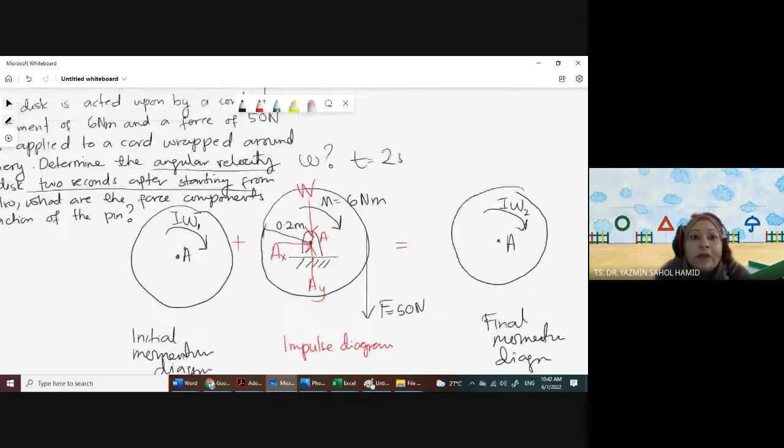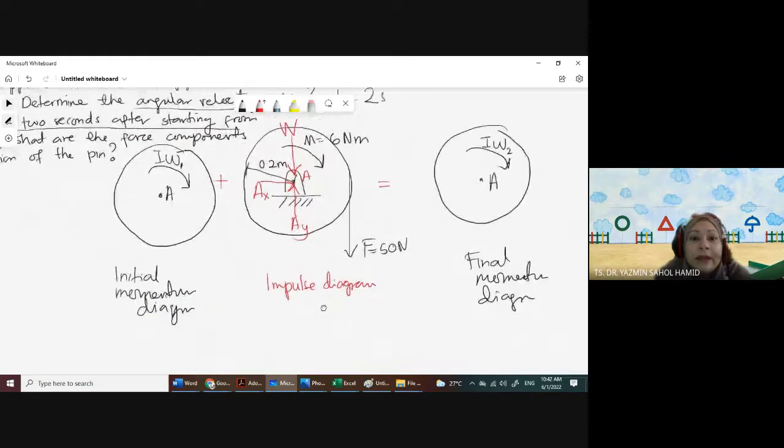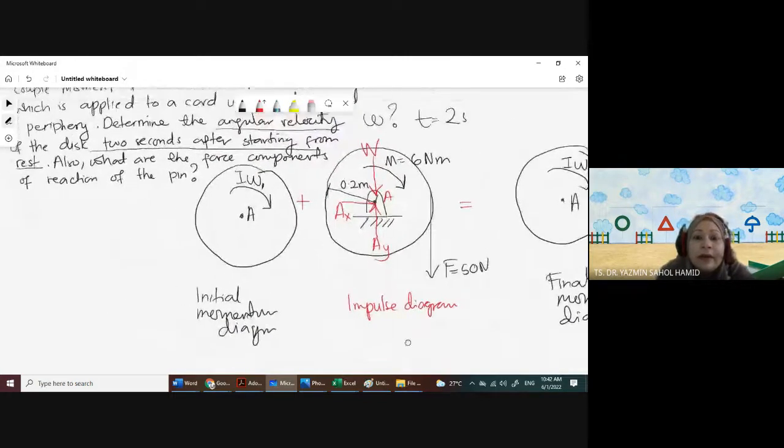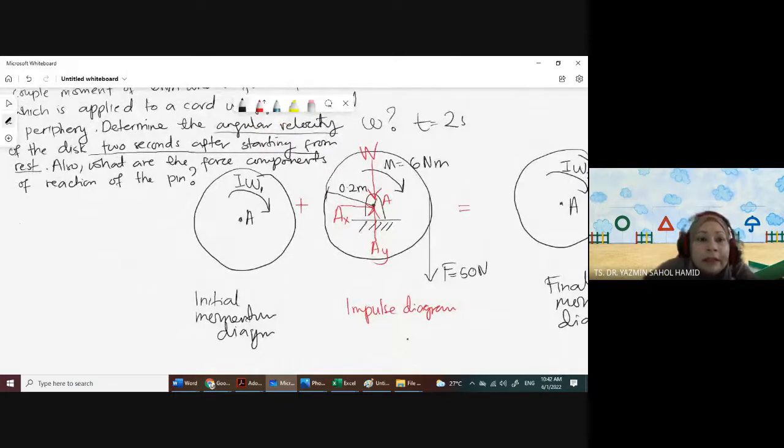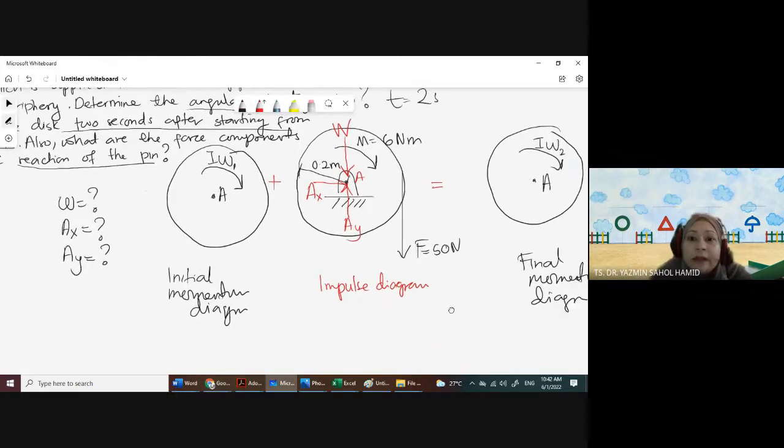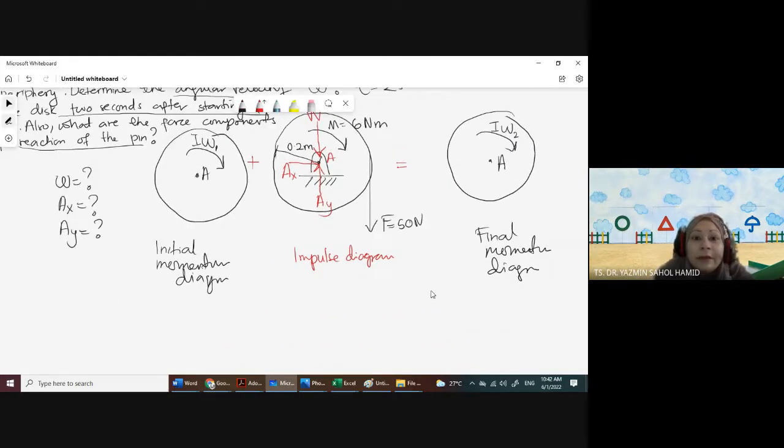Okay. For this question, what it wants is it asks you to find what? Angular velocity. It asks you to find omega, and then the reaction of the pin. So what do you think the reaction of the pin? Maksudnya dia nak you find AX and AY lah. The reaction of the pin lah. Okay. So macam mana you nak find that one? So kita nak guna principle of linear impulse or momentum.